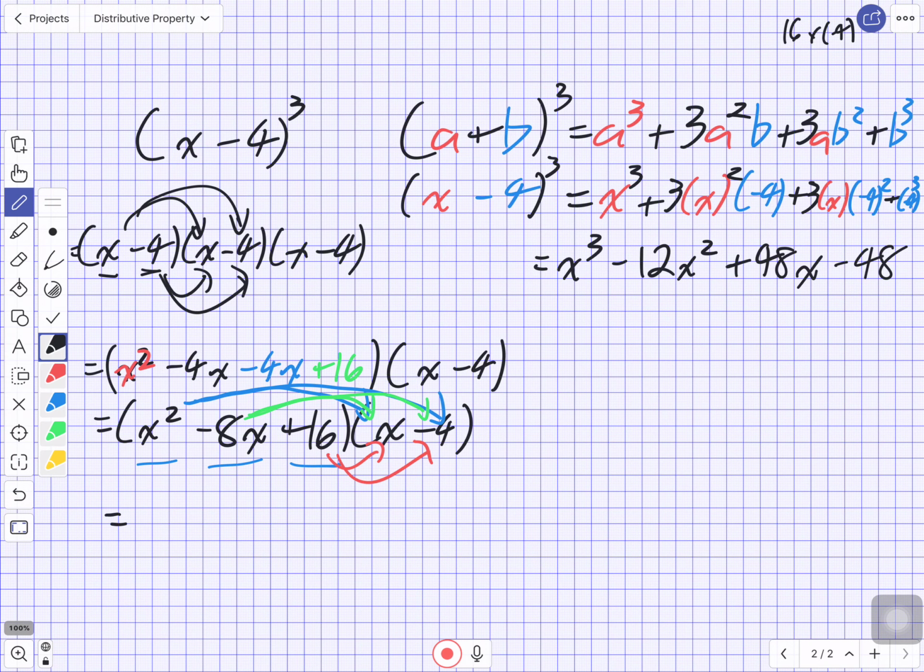x squared times x is going to give us x cubed, okay? x squared times negative 4 gives us negative 4x squared. So we've done the x squareds. Then we go to negative 8x. Negative 8x times x is negative 8x squared. Negative 8x times negative 4 is positive 32x, because we just multiply those coefficients, okay?